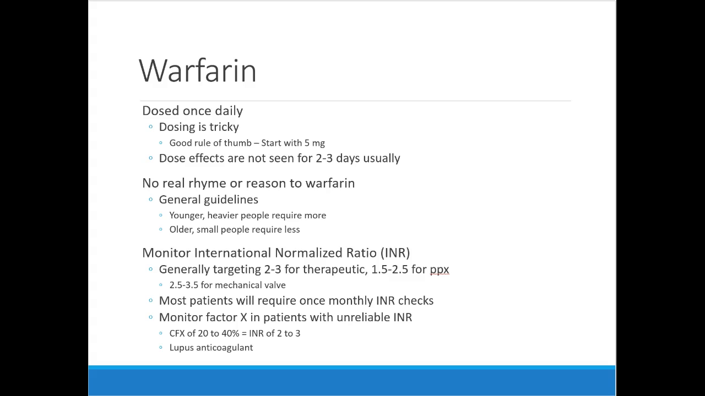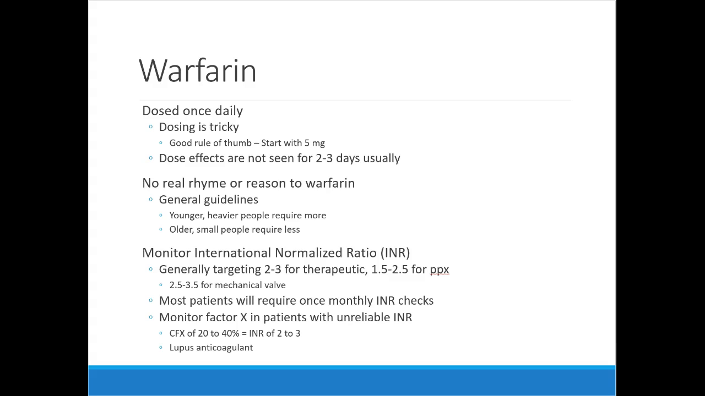We'll talk about those on the next slide here. Some patients might not have a reliable INR either. Depending on what's going on, sometimes different things can affect this, but there's something called the lupus anticoagulant, which is a common thing we can test for. In that case, the INR is not really reliable.